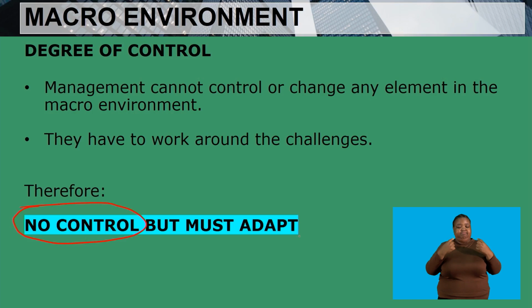We can only adapt to these challenges, which means, yes, we cannot control them, but we must find ways in which we can work with these environments. For instance, if I am a business that is selling ice cream, then in summer I am going to make a lot of money because it's hot. But in winter, it's definitely going to give me less profit because people are feeling cold and ice cream would be the last thing they think about. Since I have no control over the weather, I need to adapt to the situation and find different ways to make profit even in cold weather.